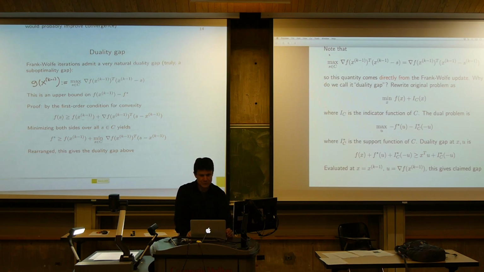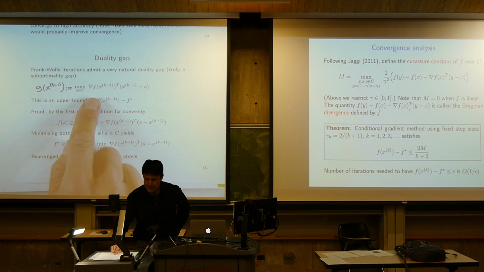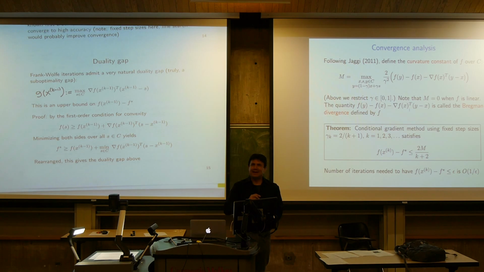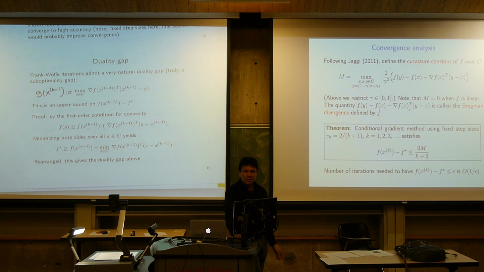To that end, we need one more little piece of notation here. So here's G, this is our duality gap. And in addition to G, we're going to rely on something, and this was a really nice insight that Martin Jaggi had. He defined something called the curvature constant of f over C, as that quantity you see there. So what is that quantity measuring?